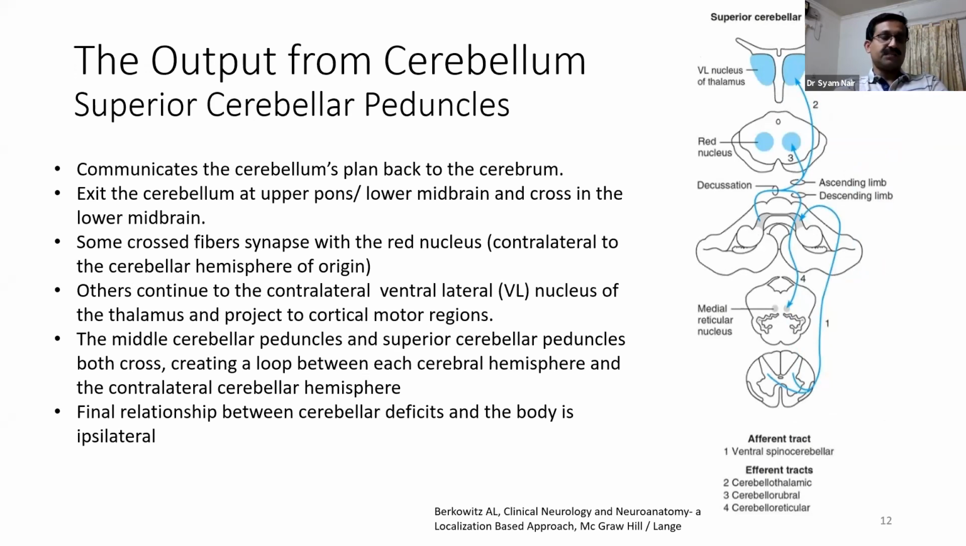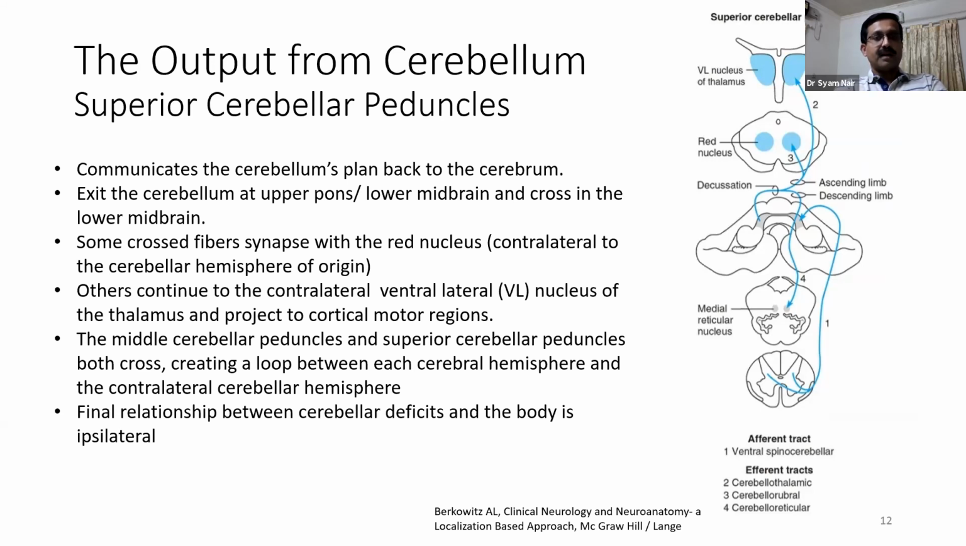Some crossed fibers, as we discussed earlier, synapse with the red nucleus on the opposite side, contralateral to the cerebellar hemisphere of its origin, and others continue to the contralateral ventral lateral nucleus of the thalamus and project to the cortical motor regions from the thalamus.